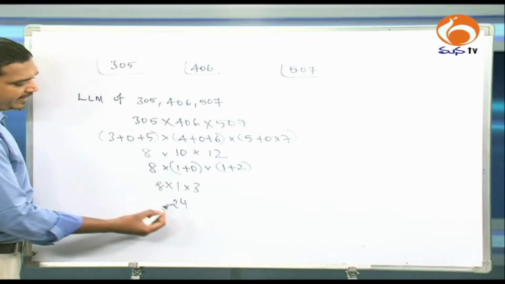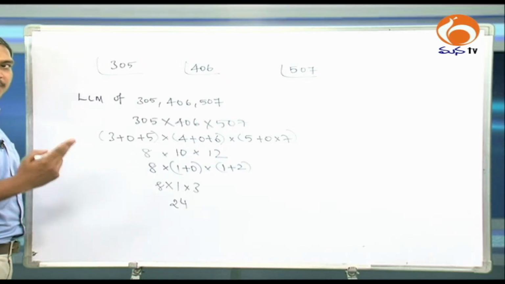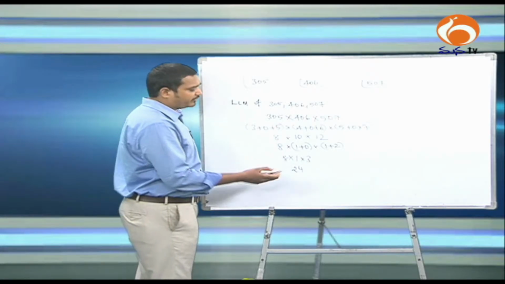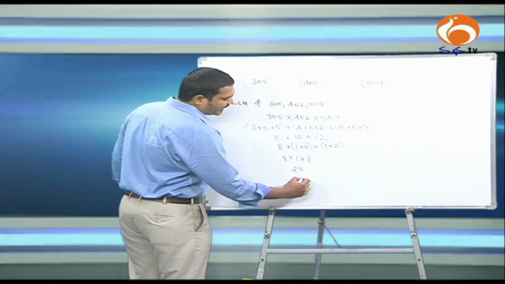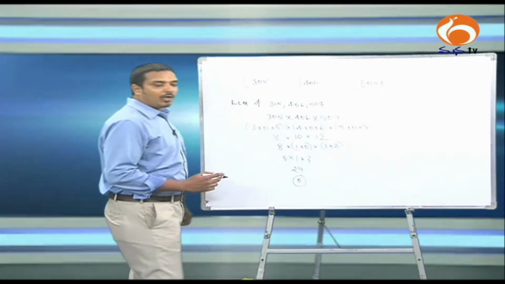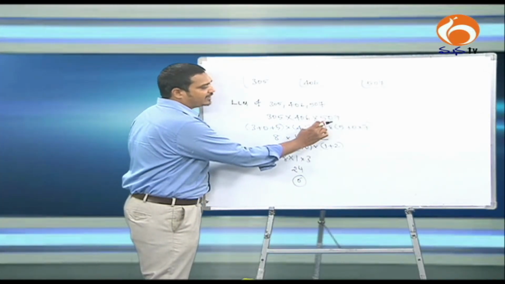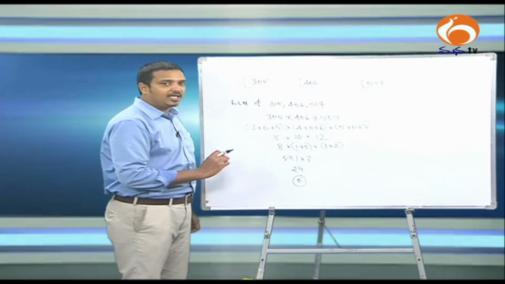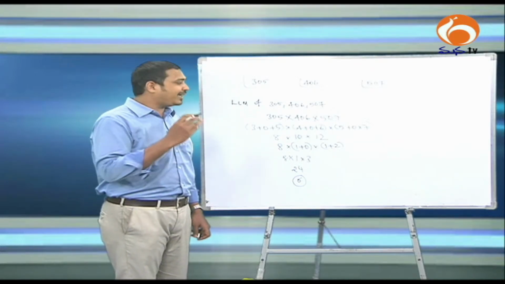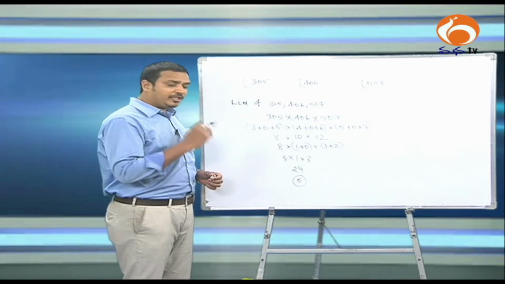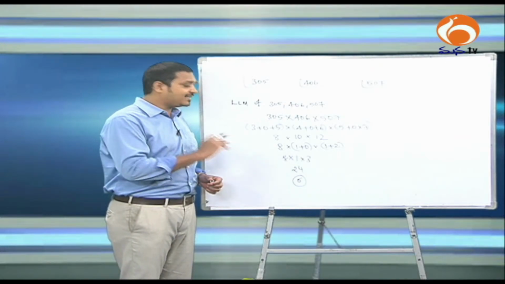Now once again, this is a 2-digit number. So whenever you see a number with more than 1 digit, you have to add its digits. So 2 plus 4 becomes 6 finally. So the digit sum of 305 into 406 into 507 is 6. Now if you execute the same technique for the options as well, you can check for which option you're getting 6 as the digit sum.